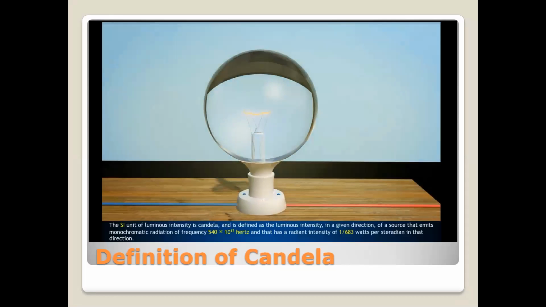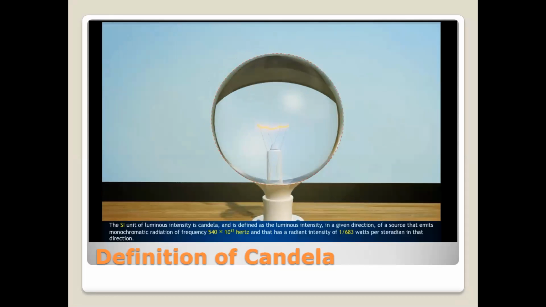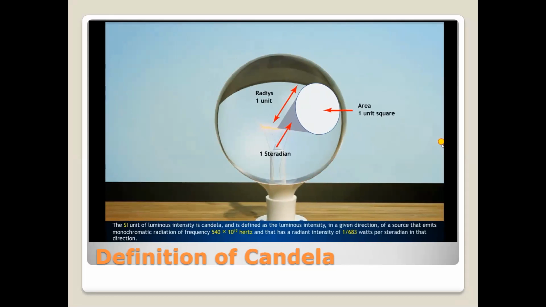The next one is the definition of candela. It is defined as the luminous intensity in a given direction of a source that emits monochromatic radiation of frequency 540 × 10¹² Hertz, and that has a radiant intensity of 1 by 683 watts per steradian in that direction. So this is how all the 7 units which are used in the SI system have been defined.